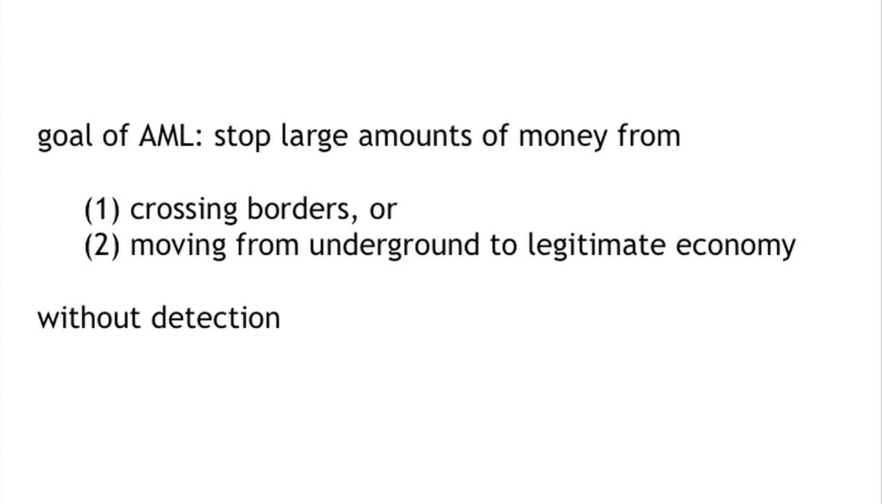Anti-money laundering is designed to make that more difficult, to either try to catch people trying to do those things or else prevent them from doing it, in order to detect certain kinds of crimes or make organized crime more difficult.